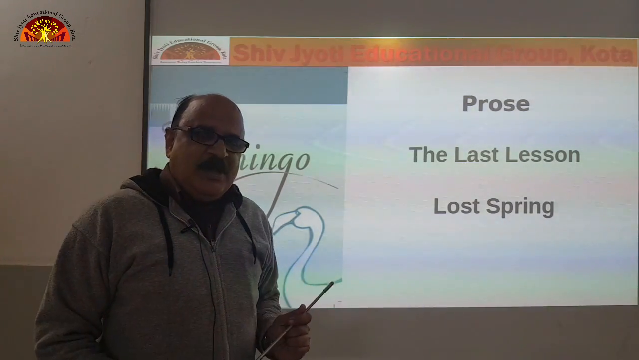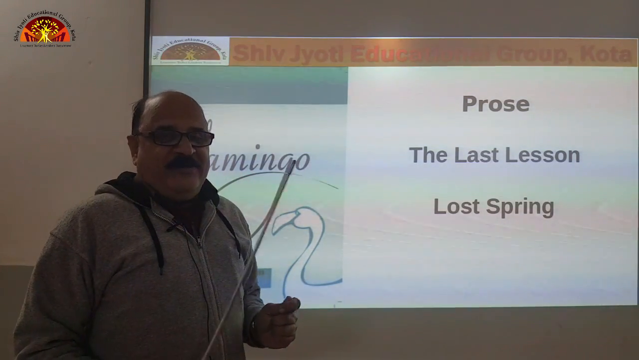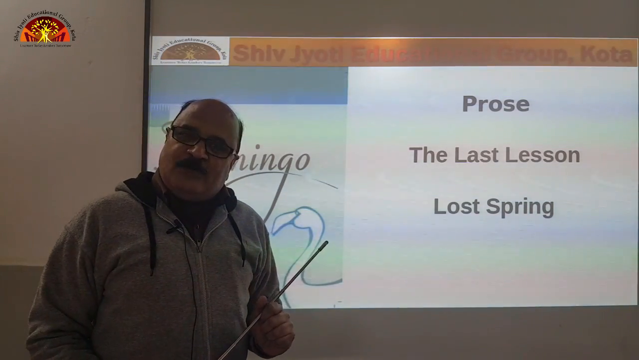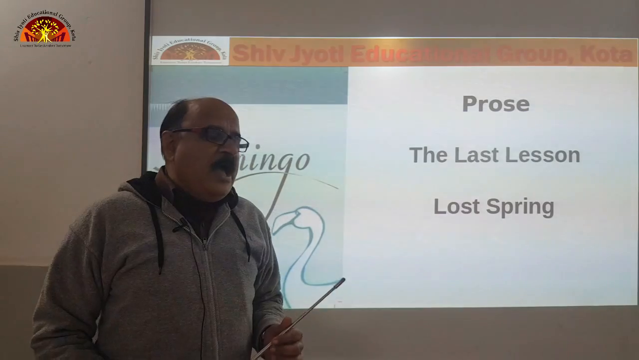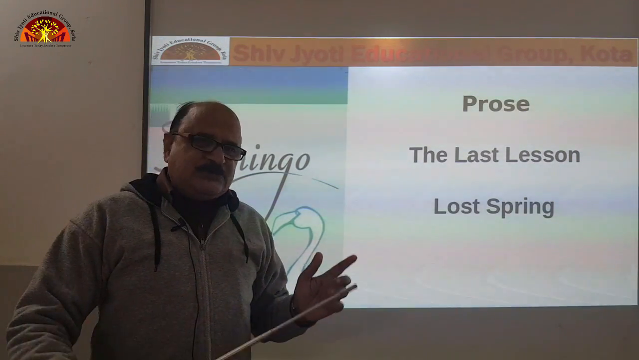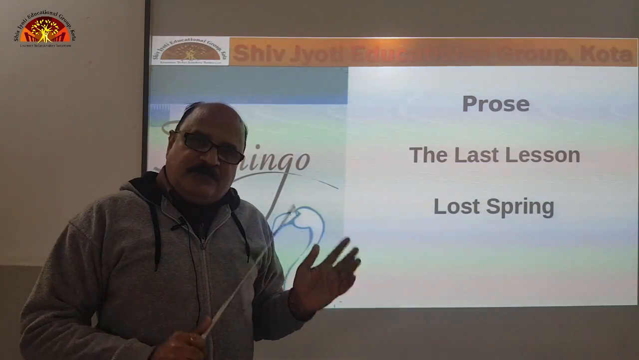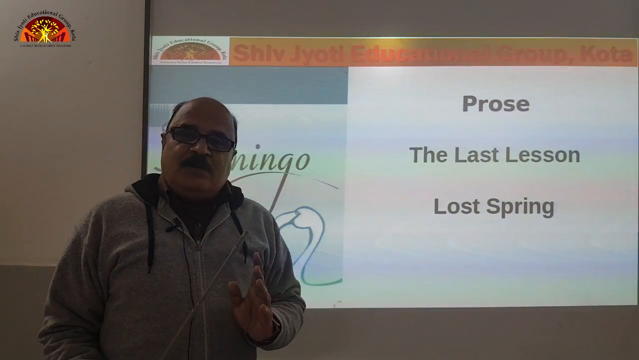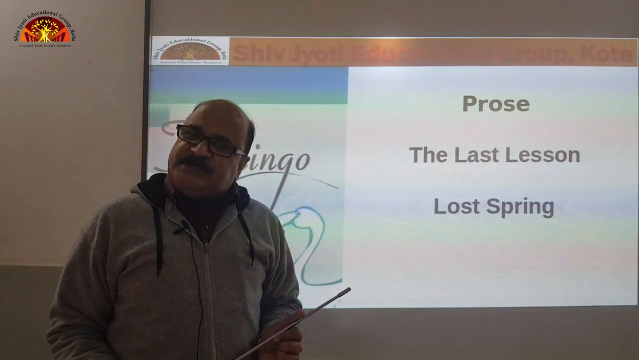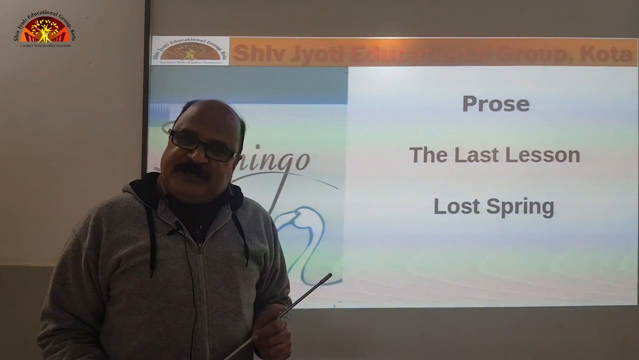So dear students, today we are going to revise our first two chapters of the book Flamingo. This is the main book, okay students, and you will find questions from this book, means prose and poetry, in part 1 as well as part B. Part 1, as you know, is objective and part B is subjective.